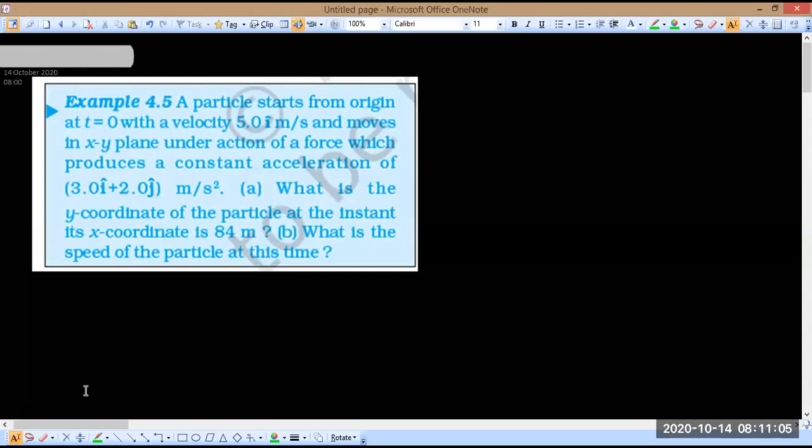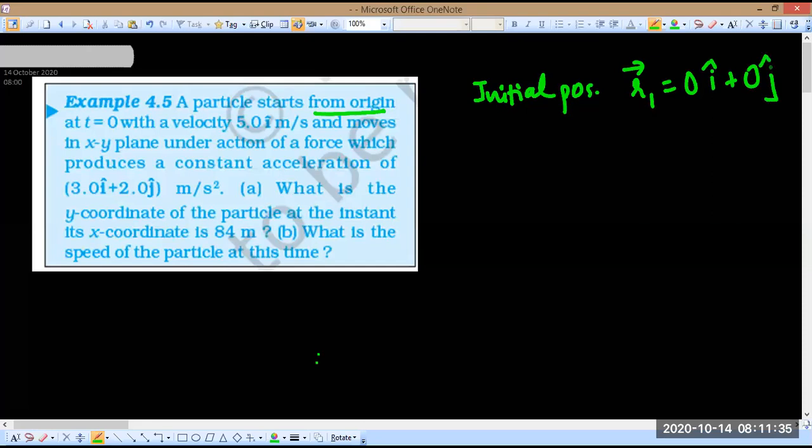Right. Now, here is the next question that we are going to solve. Example 4.5, right? It says that a particle starts from the origin. Okay, so what is the initial position? It is 0 i caret and 0 j caret. Okay, I hope that is clear. Initial position, right? Yes, 0 comma 0. If you want, you can also write this as 0 comma 0.